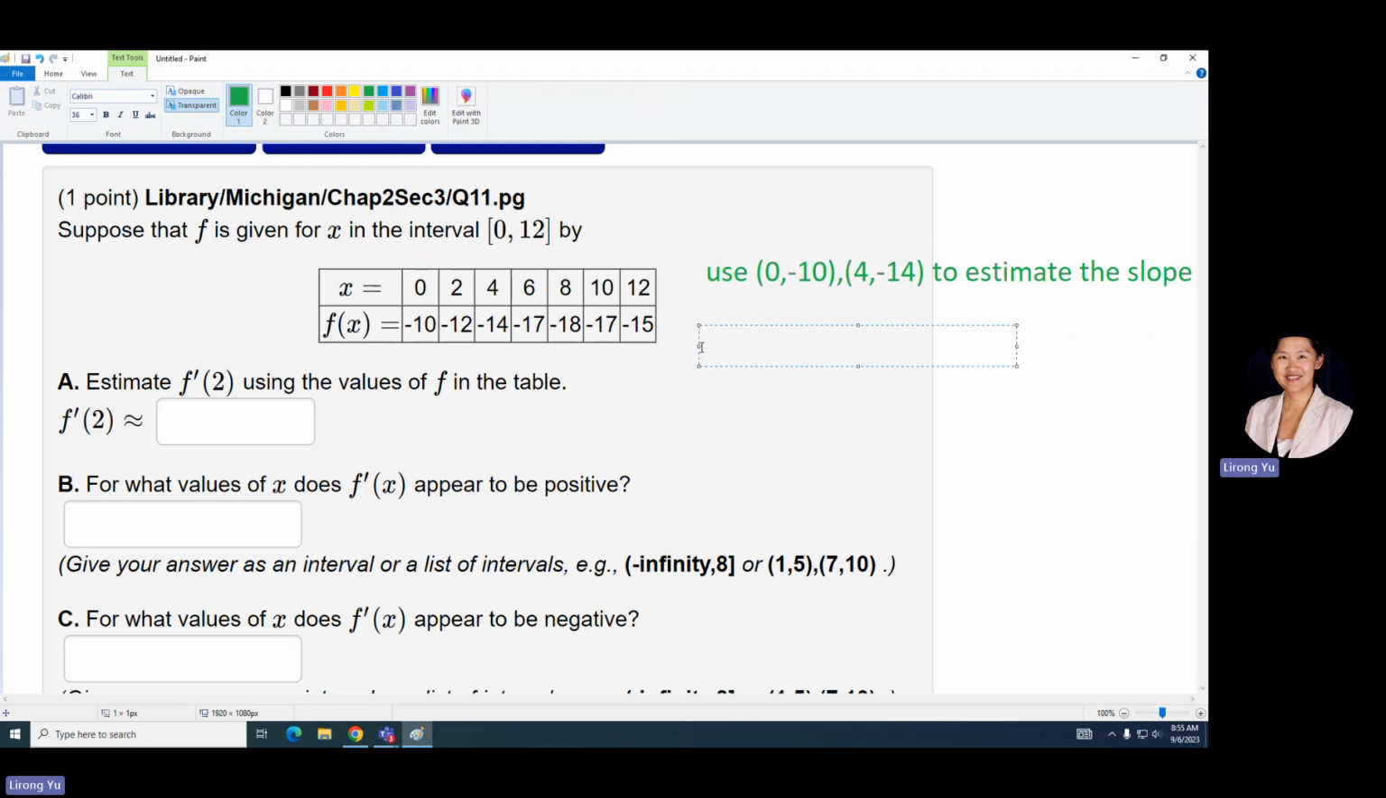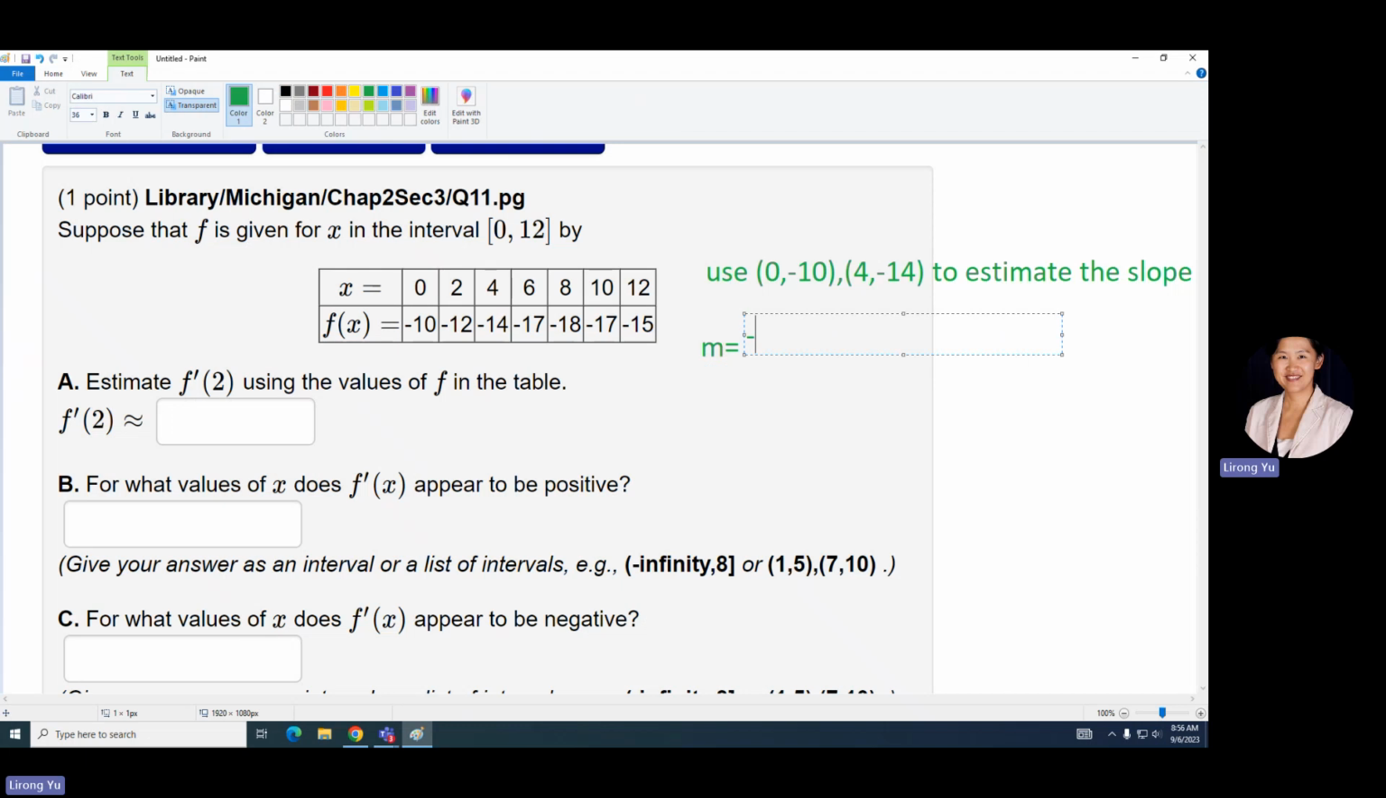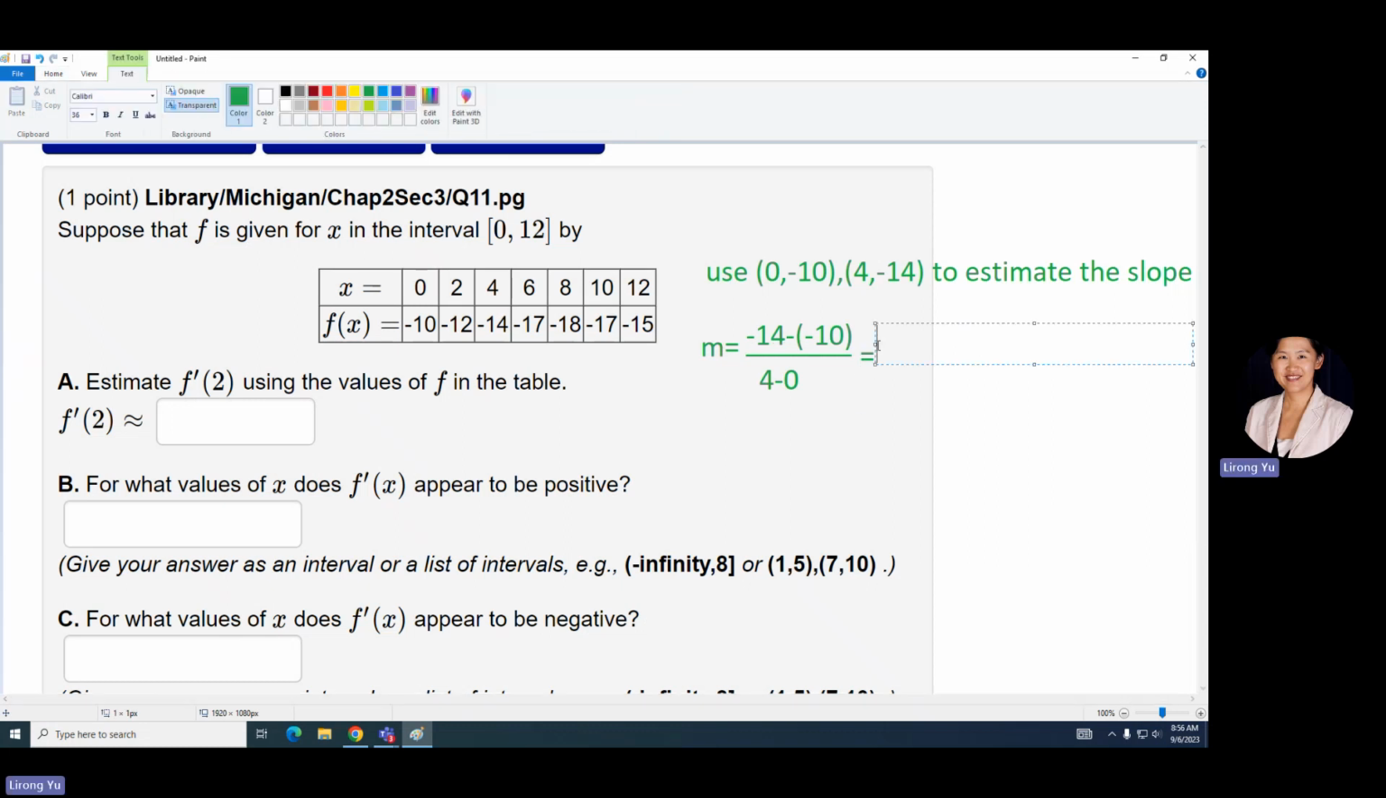So the calculation: slope is equal to subtracting the y values, negative 14 minus negative 10, over subtracting the x values, 4 minus 0. That ends up being negative 14 plus 10, negative 4. So this is negative 4 divided by 4. So it's roughly negative 1.